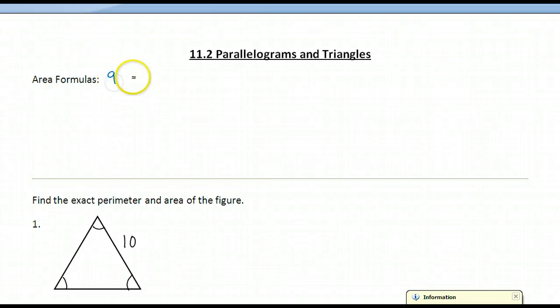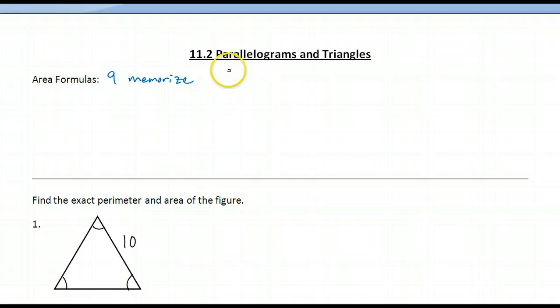There are 9 area formulas that you're going to need to memorize. The first 2 formulas are the formulas for the parallelograms and the triangles. The area of a parallelogram is going to equal its base times its height. That's going to work for all parallelograms.